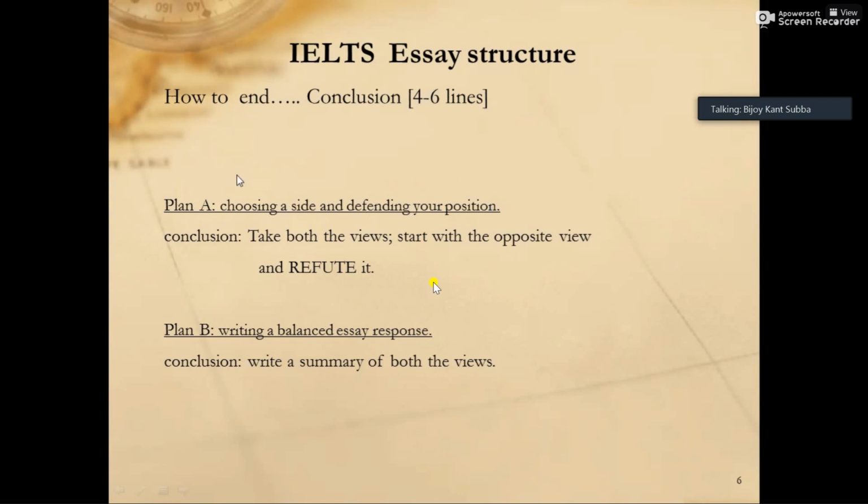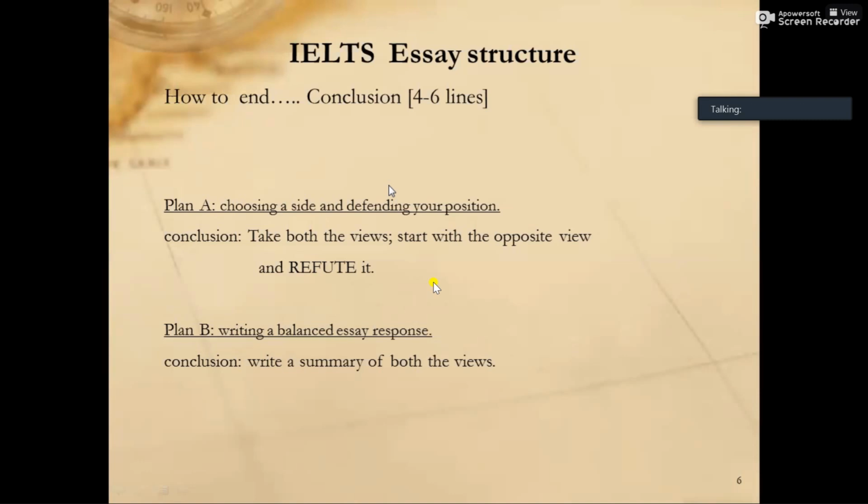Suppose in the introduction you say, I agree with the opinion that nuclear weapon technology is beneficial. I support, I agree, or I disagree. So in this case, you're taking one side, either agreement or disagreement. Now you need to defend your position, why you agree or disagree. The second is about writing a conclusion when you're writing a balanced essay. So first, let's discuss writing a conclusion when you take one side.